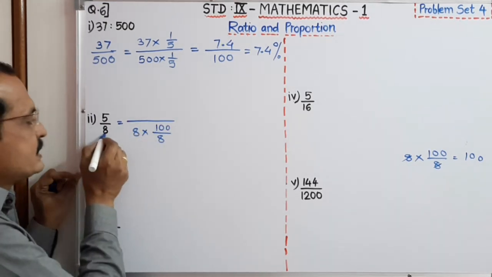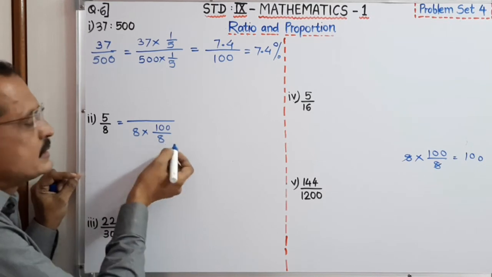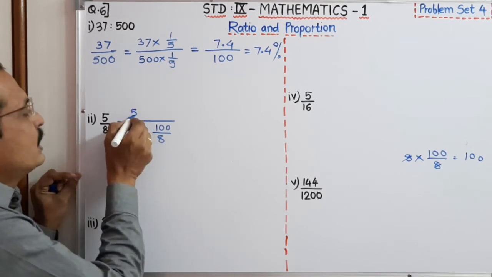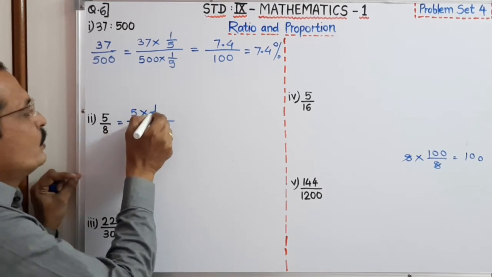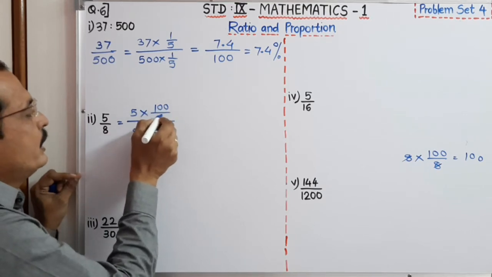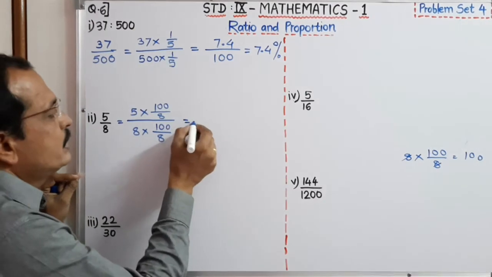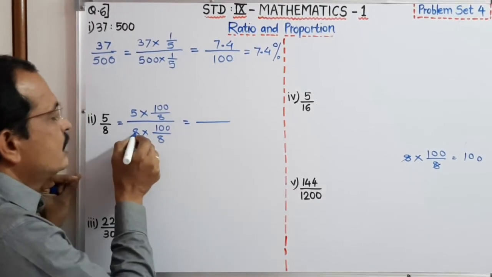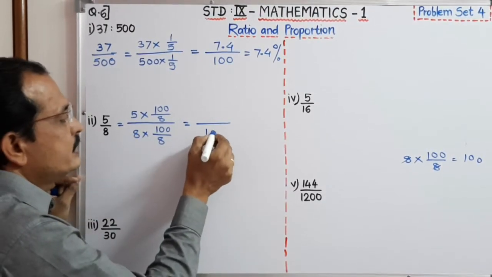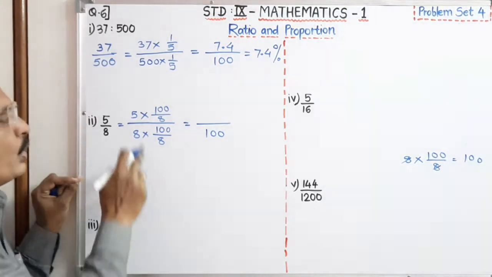We multiply this 8 with 100 upon 8. Similarly, we have to multiply this 5 with 100 upon 8. Got it? Now see dear student, it is a simple thing. This 8 gets cancelled, here it is 100. Now what we have to do?